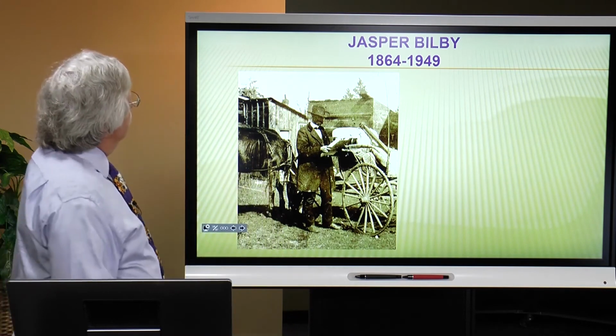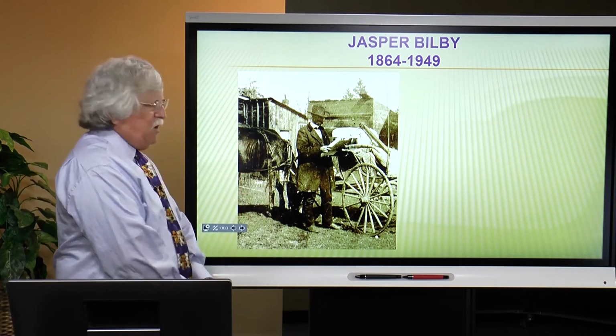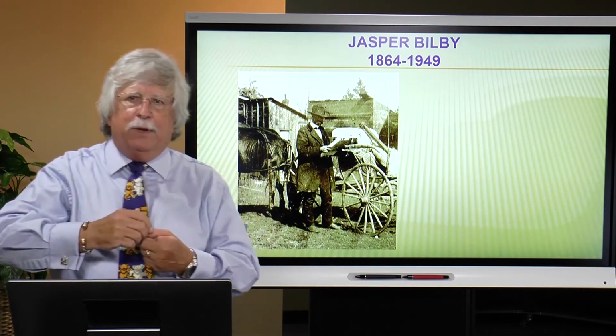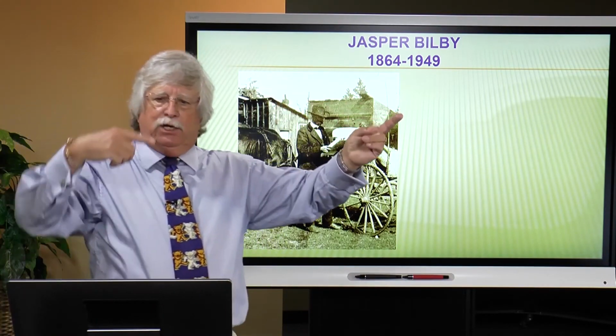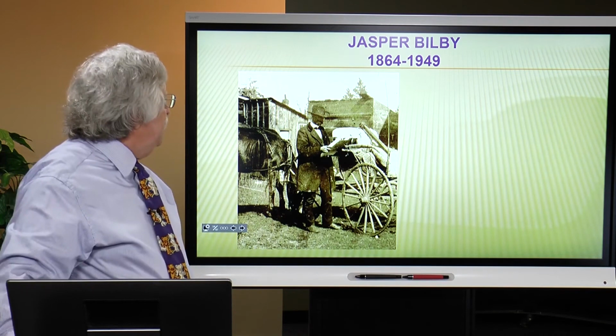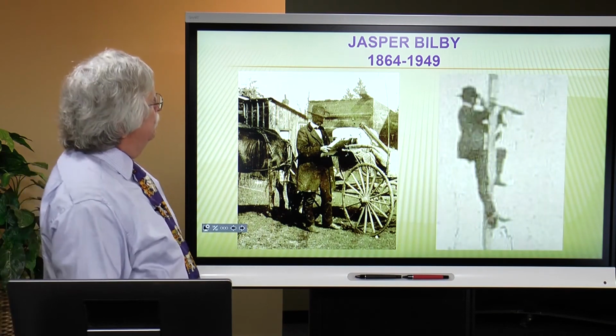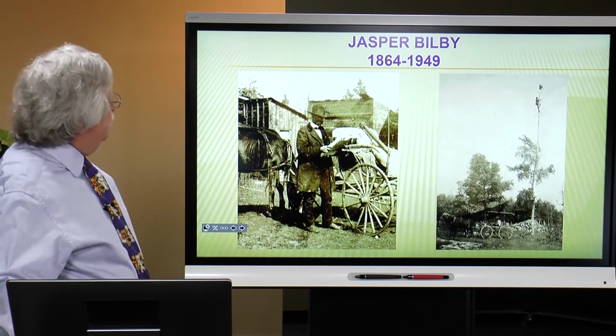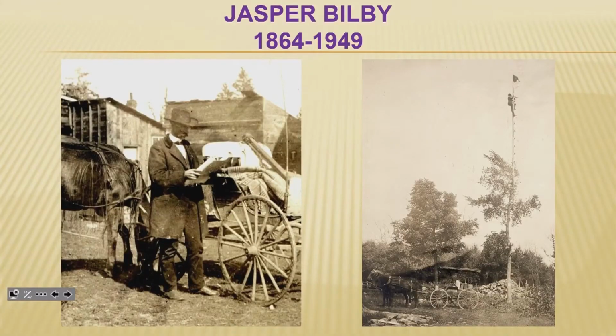Now, Jasper Bilby, this gentleman here, is hired out of a farm in Indiana. He joins the Coast Survey as a signalman. His job is to go to the field and to determine how tall those towers need to be so they can see each other. And in this next image, you see a picture of Jasper up on a pole trying to make those observations. So Jasper was quite a guy. It's quite a tall pole.